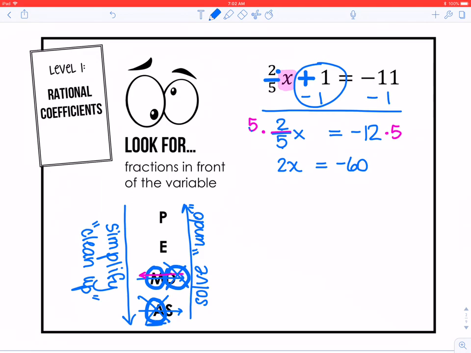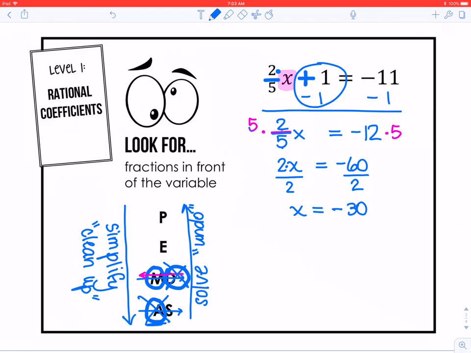All we have left is the multiplication. Side by side means multiply. So that's 2 times x. To undo the multiplication, we'll use its inverse operation of division. So divide by 2, divide by 2. And x is equal to negative divided by a positive is negative, and 60 divided by 2 is 30. So x equals negative 30.